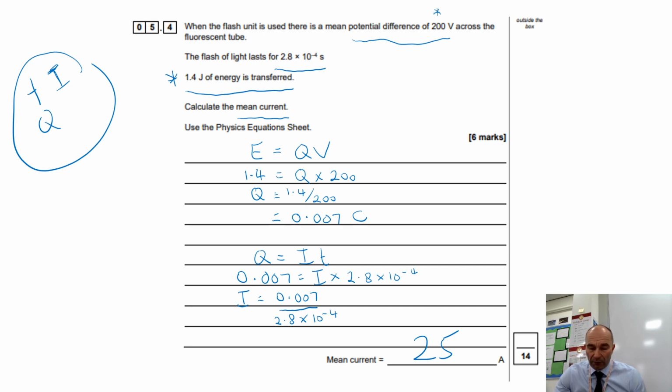Now, that would get you the 6 marks, and you've got all the working out there. It doesn't look an awful lot of writing for 6 marks, but there is actually quite a lot of physics in there. And it's just getting comfortable trying to work out what are the 2 formulas that we need to use. But if you can get comfortable doing this, it's a nice 6 marks to pick up.